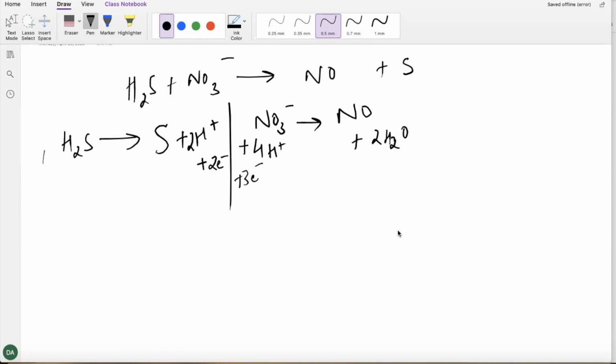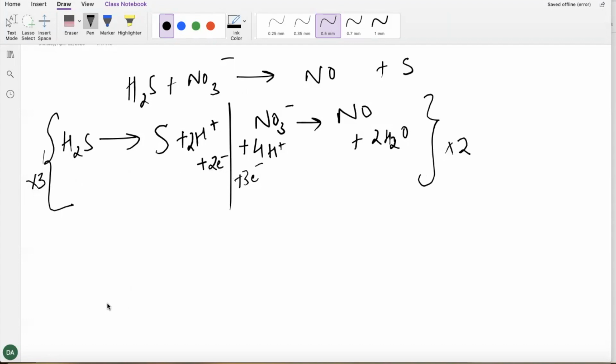Adding them together. Before adding them together, we have to make sure of one thing, which is the electrons are the same. So for that, we need to multiply this side by how much? 3. And this side by how much? 2, right? So this 3 times 2 becomes 6 electrons, and this 3 times 2 also becomes 6 electrons.